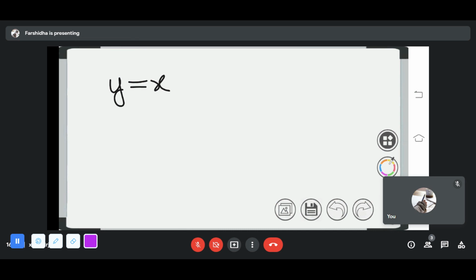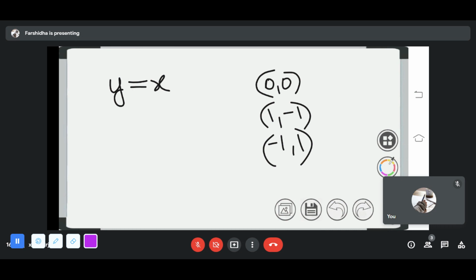So in figure 4.6, what all points can you see? In the figure, point 0, 0 is there, 1, 1 is there, and 1, minus 1 is there. Yes, 3 points are there. So you need to just check whether these satisfy this equation or not.